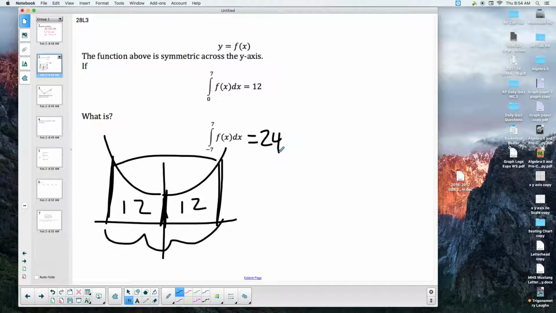Now you may see this question written a couple ways. One way you could see it written is if we say f of negative x equals f of x. That means we're symmetric about the y-axis. You could also see the function described as even. These all mean the same thing, and these all let us know the function is symmetric about the y-axis, and so the left side and the right side are mirrors of each other.